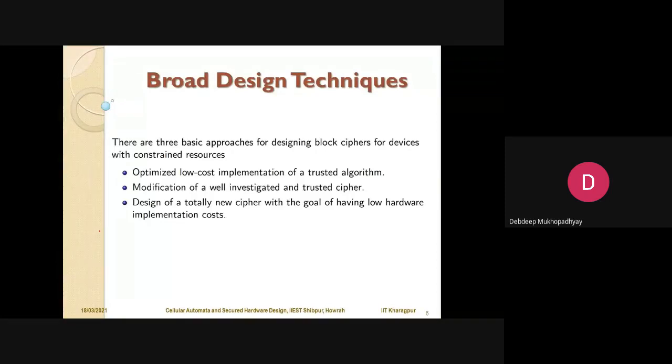And the third approach probably has richer returns, but at the same time is much more intricate because it requires expertise, since you are designing a totally new cipher with the goal of having low hardware implementation costs. So in this case, you have to know not only the crypto and the cryptanalysis, but you also have to know the platforms, and you have to know the engineering aspect along with it.